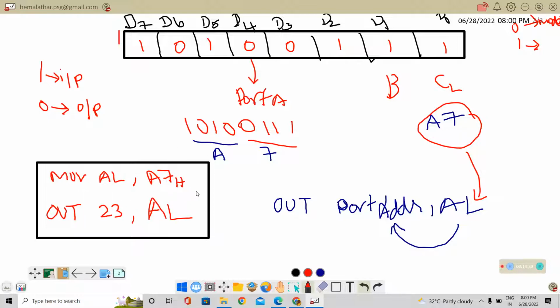This A7 you found by using the configuration given in the question. First find out whether it is BSR or I/O mode. Once you find it is I/O mode, assign the control word register and find the data. Once you find the data, move it to your AL register. From the AL register, transfer your data to your port after the execution of this instruction. Thank you.